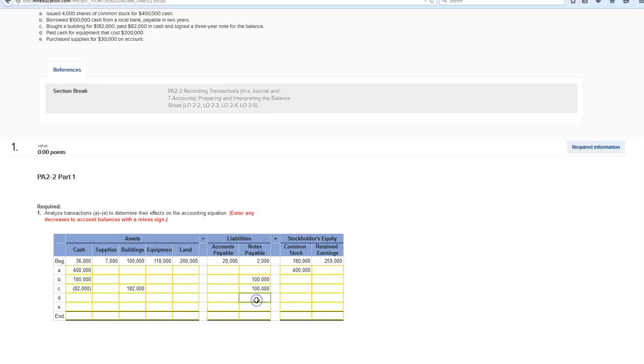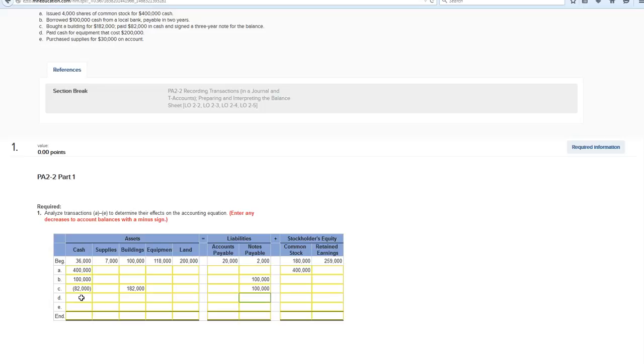Now, if you'll notice, after I enter each transaction, the accounting equation stayed in balance. $400,000 here on the left side equals $400,000 on the right. In B, $100,000 on the left equals $100,000 on the right. In C, 182 minus 82 is $100,000 on the left and $100,000 on the right. The accounting equation stays in balance after every transaction.